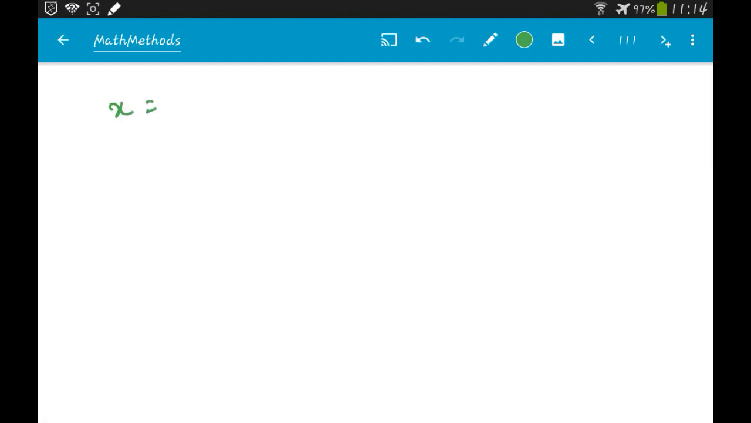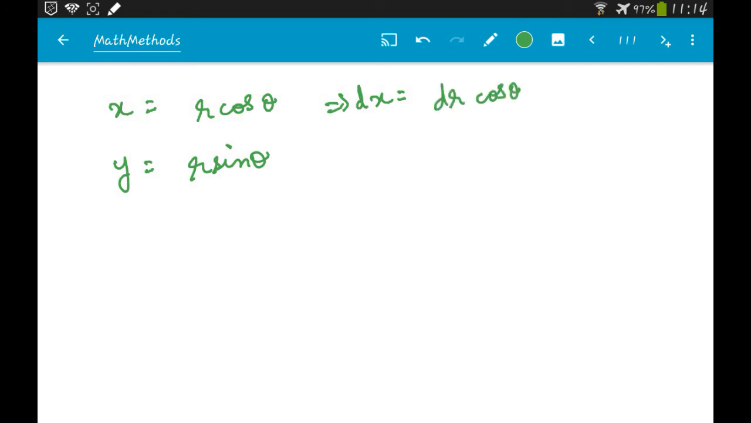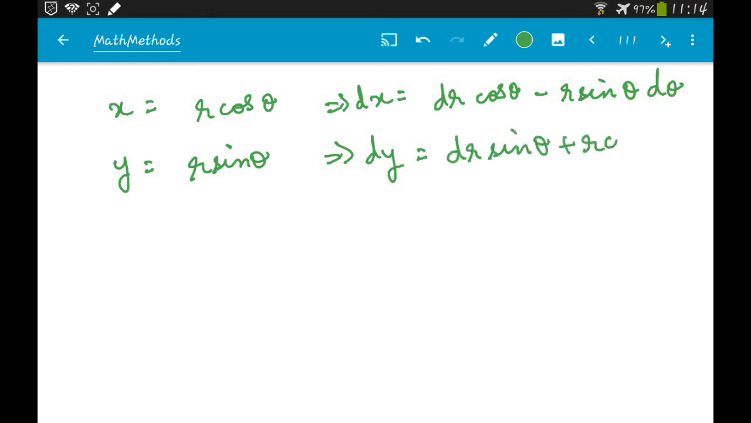So we know that x is equal to r cos theta, y is equal to r sin theta, therefore dx is going to be dr cos theta minus r sin theta d theta, and dy is going to be dr sin theta plus r cos theta d theta. Okay, this is our dx and dy. So ds square is nothing but dx square plus dy square.